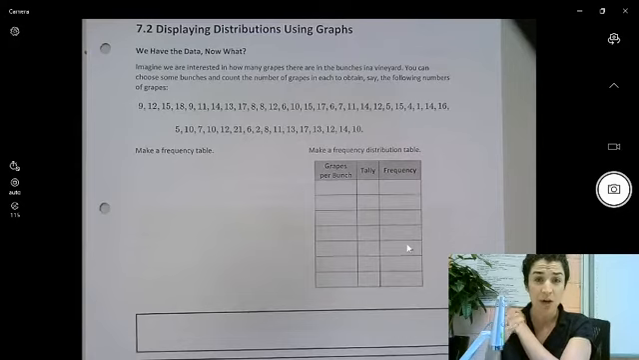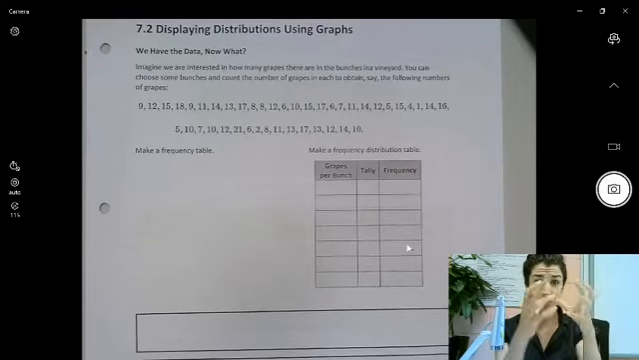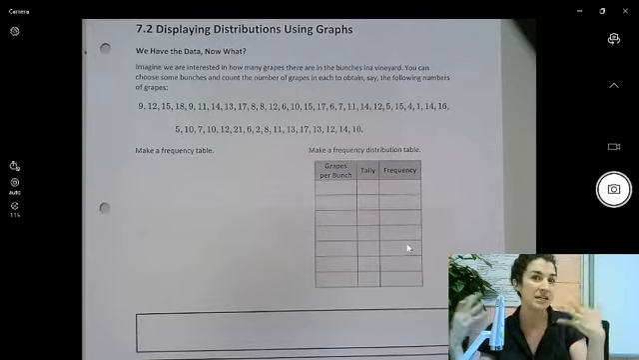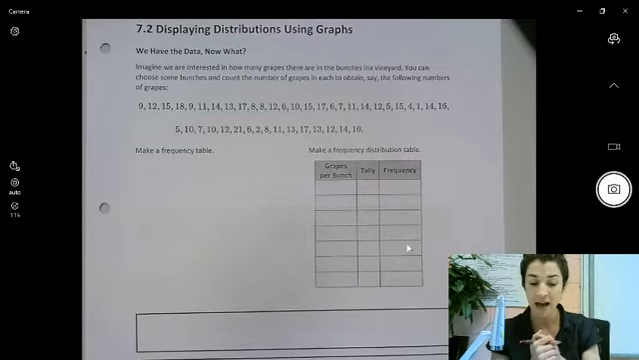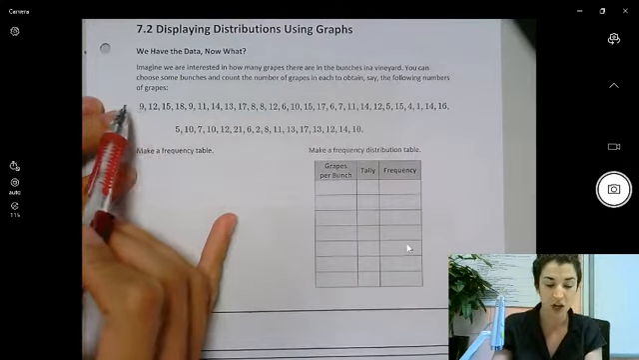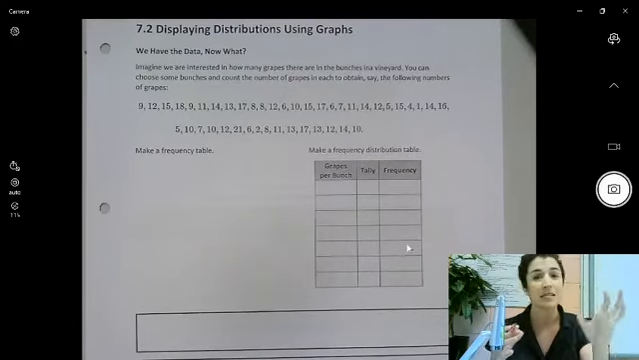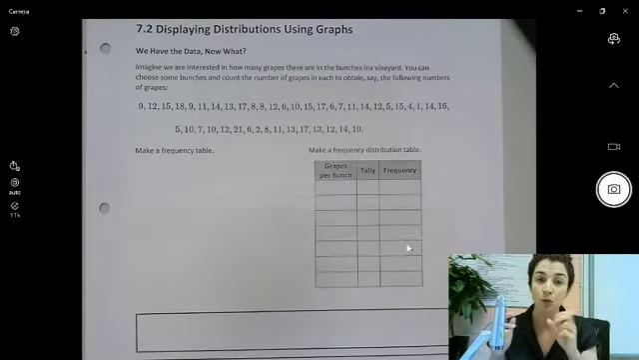So we're interested in how many grapes there are in little bunches of grapes. So we've taken a bunch of bunches of grapes and counted how many grapes are in that bunch. And with this bunch, we want to then make inferences about future data. So we have a list of raw data right here. And our raw data is just numbers. It's just given to us as a list, or it's given to us in a table. And our job is to then group this data.